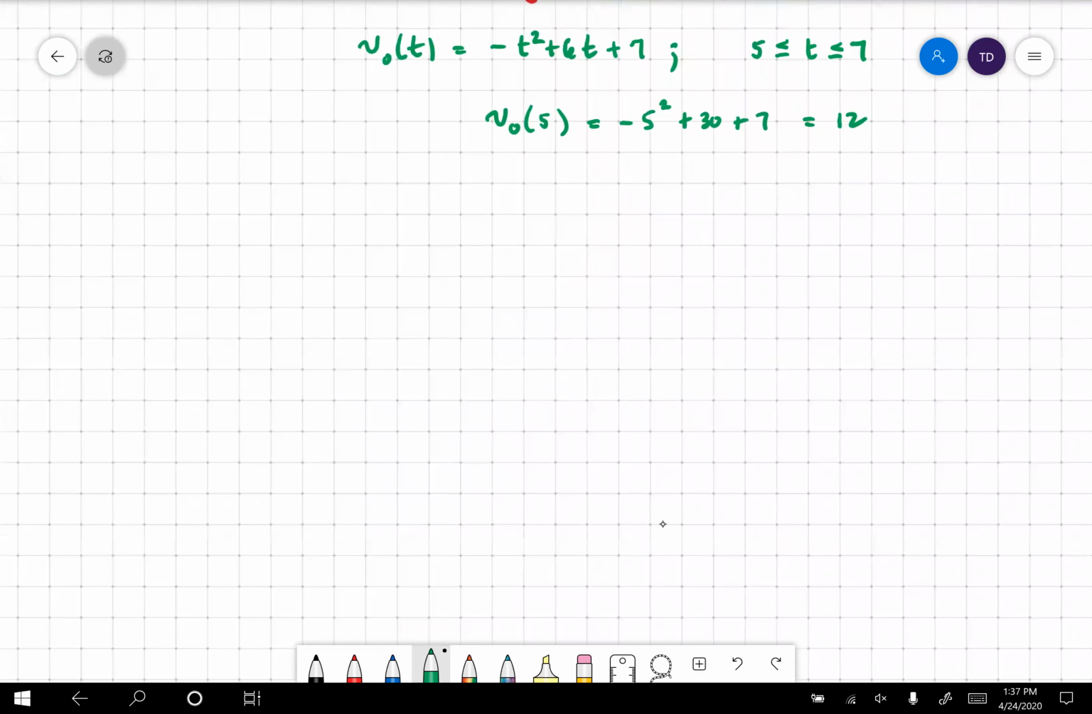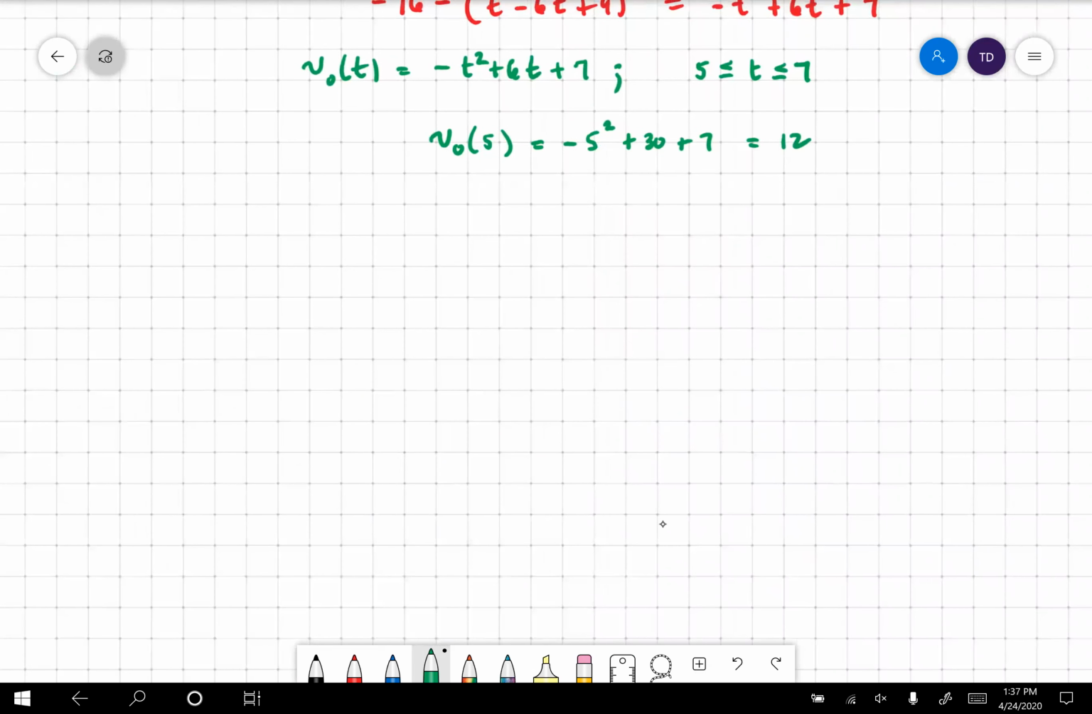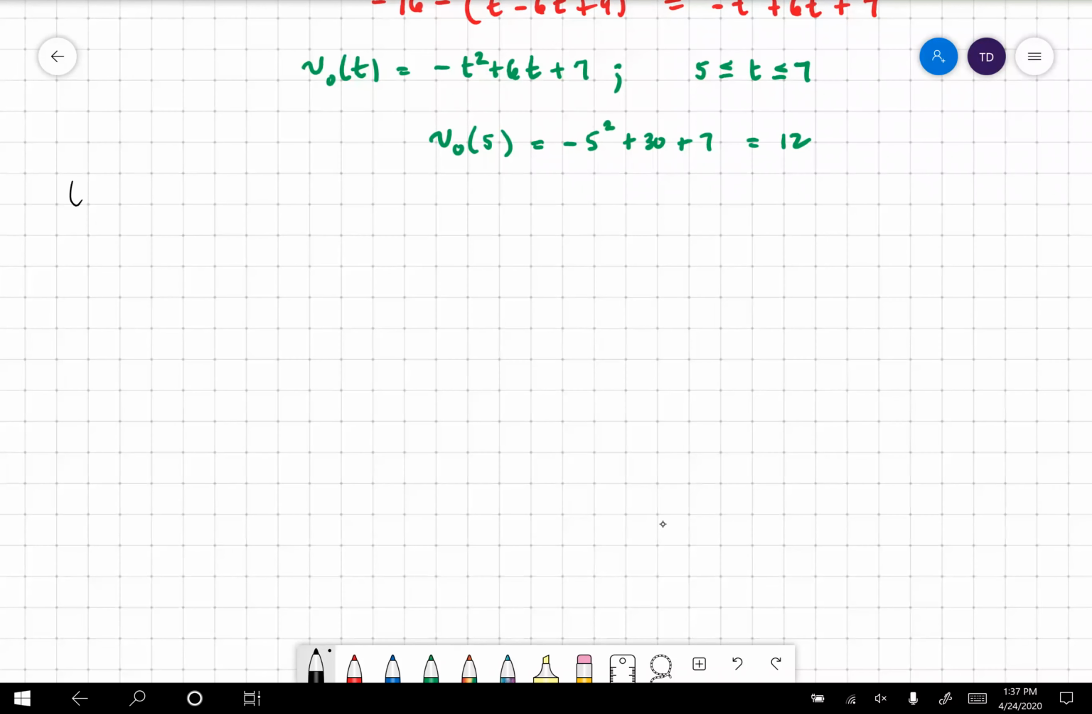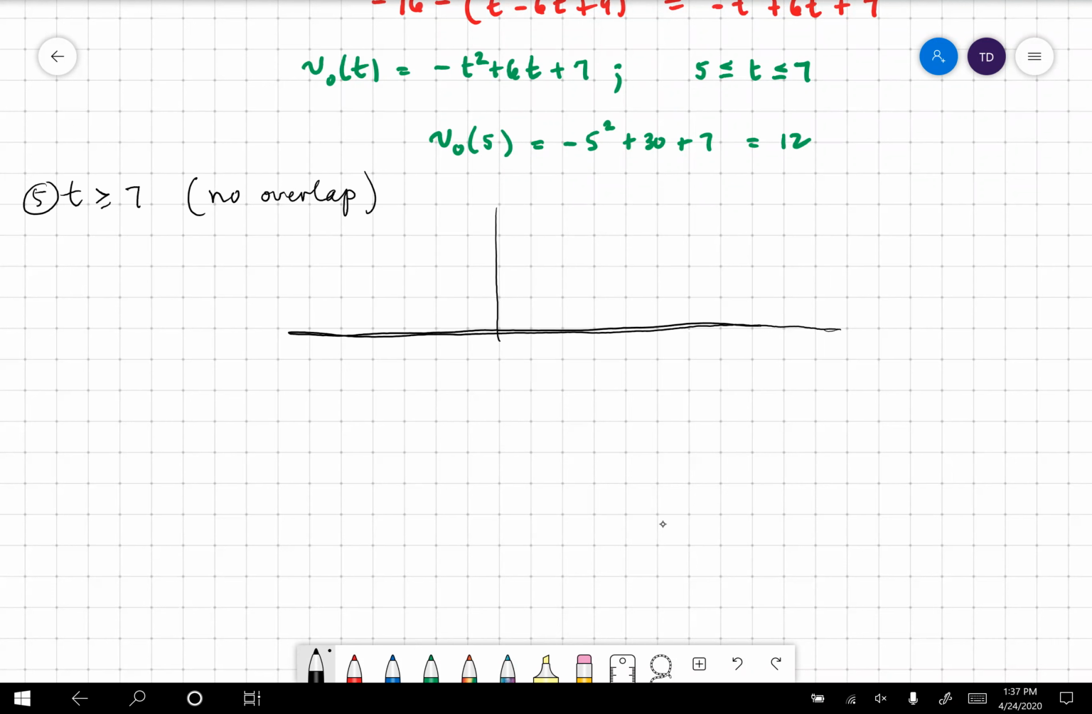Okay, so there's one last region, and the last region is, I think, pretty obvious. That last region is when there's no overlap, and that's going to be when t is greater than or equal to 7. So I think that's region number 5. t is greater than or equal to 7. Back to no overlap. No overlap. Typical picture, which quite frankly, you probably don't even need to draw.